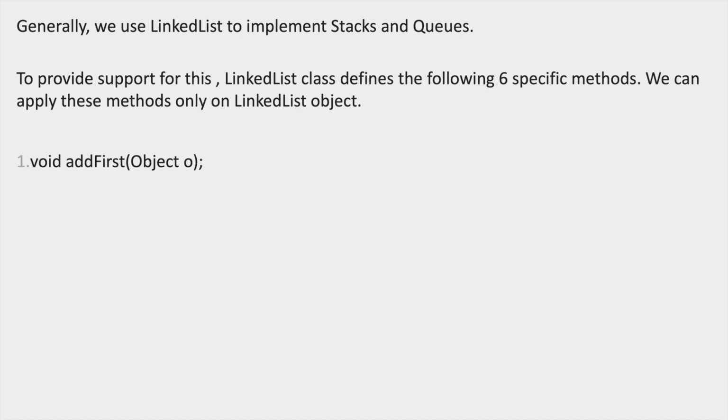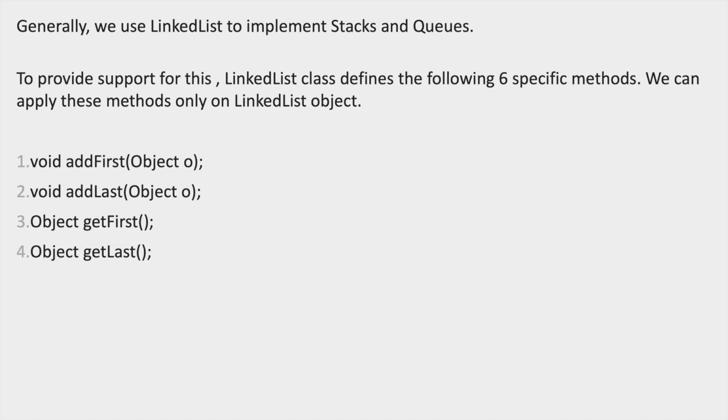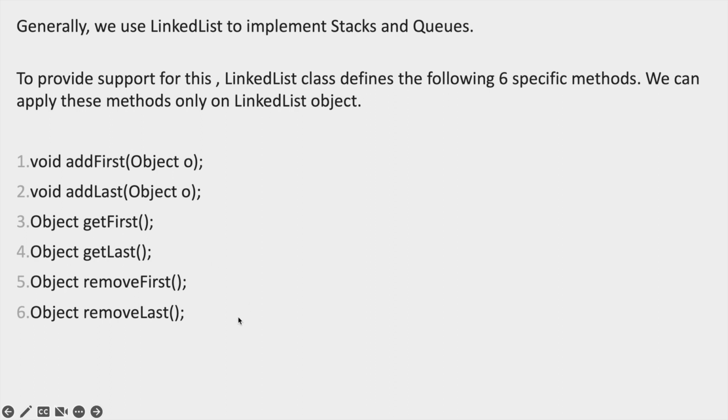If you want to add an object to the list at the very first position, we use the addFirst method. Then addLast: if you want to add an object to the end of the list, we use addLast. getFirst: if you want to retrieve the first element of the list, we use getFirst. If you want to retrieve the last element, we use getLast. If you want to remove the first element of the list, we use removeFirst. If you want to remove the last element, we use removeLast. So these 6 methods are applicable only for the LinkedList class.